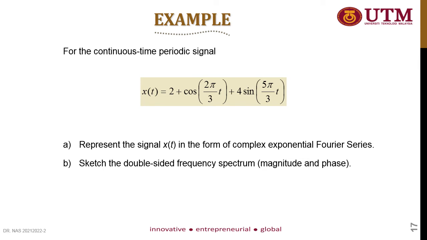Okay, let's look at this example. Given x(t), a continuous time periodic signal, you need to represent the signal in complex exponential Fourier series. In order to do that, you need to convert each of these into exponential form by using Euler's theorem and then sketch double-sided. Once you have exponential Fourier series, obviously you'll be having double-sided spectrum.